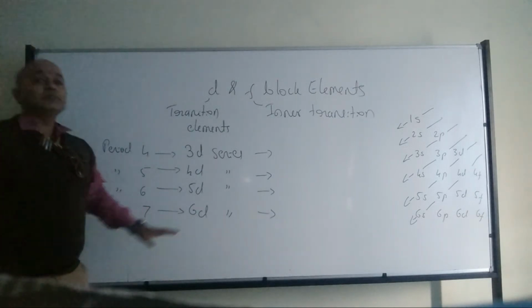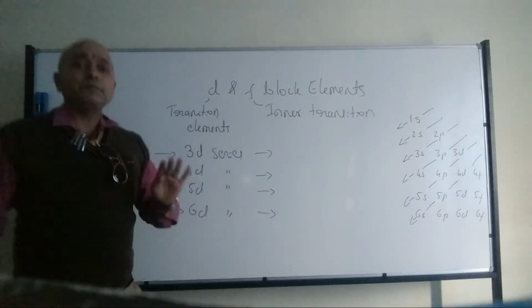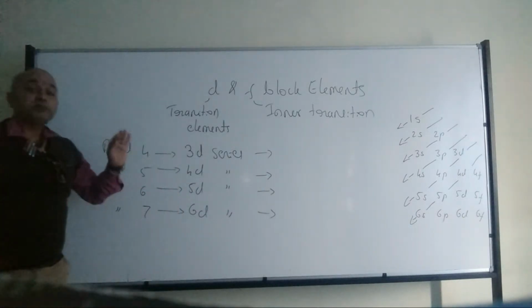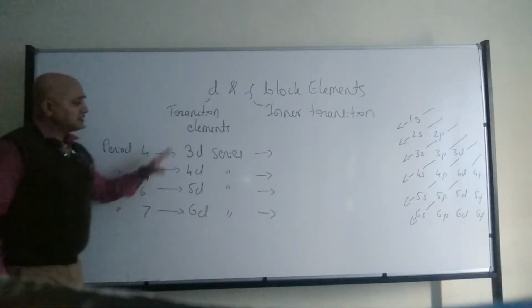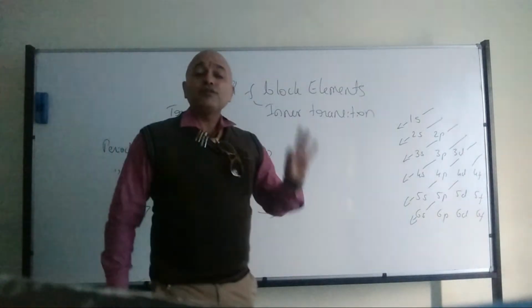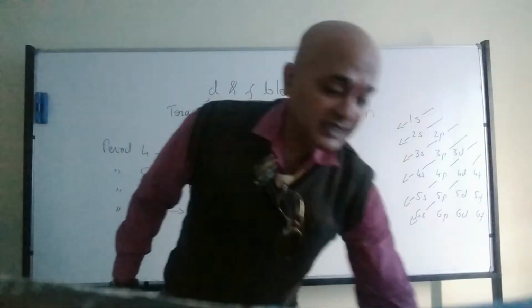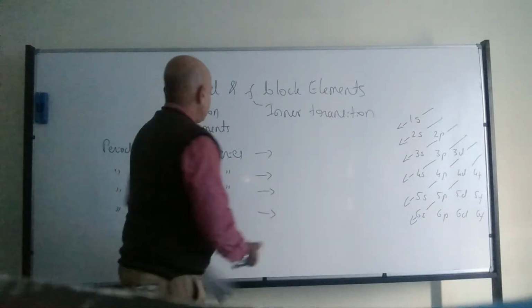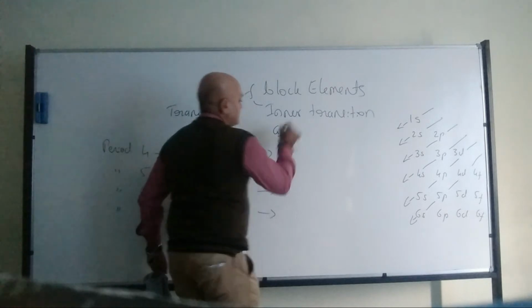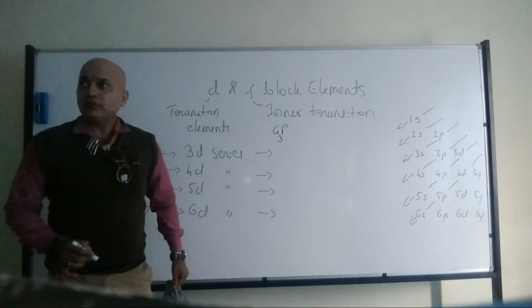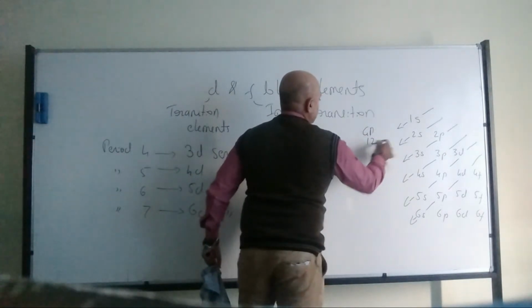So, always remember that transition elements, that is D block elements, the period will be starting from period number 4. And how many types do we have? We have 3d series, 4d series, 5d series and 6d series. Okay, so in that it will start from group 3. It will start from group 3, then it will go up to group 12.